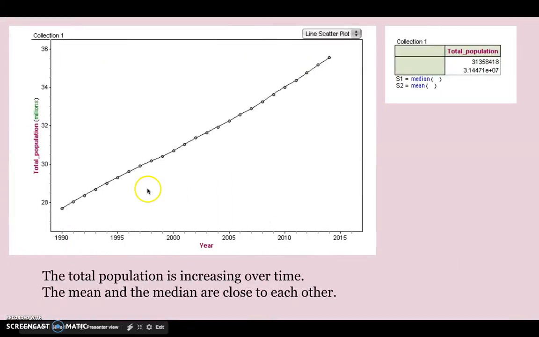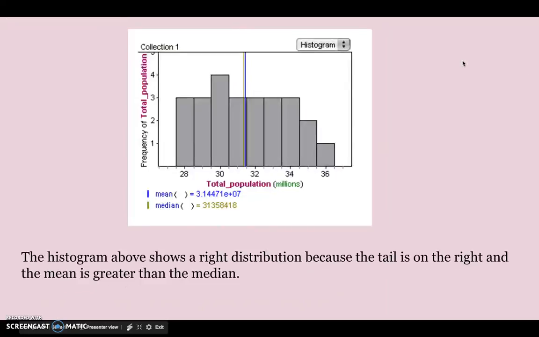And this is a line graph for total population. From the graph, we can see total population has increased over time. And this is the mean and median for total population. The mean and median are close to each other. And here is the histogram for the total population. We see that it shows a right-skewed distribution because the tail is on the right and the mean is greater than the median.